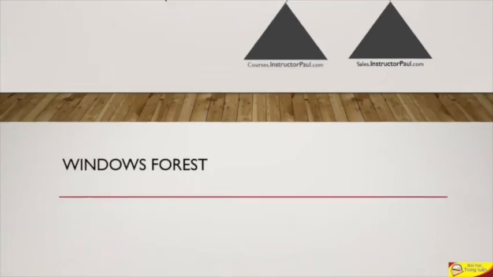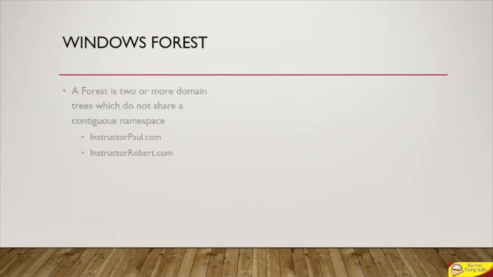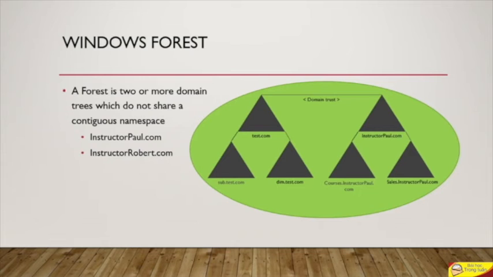All right. Now let's talk about what a Windows forest is. A forest is 2 or more domain trees which do not share a contiguous namespace. So if you think about Instructor Paul and InstructorRobert.com, if these are 2 completely separate domain names, and I could have named it something other than Instructor Paul and Instructor Robert because that kind of sounds similar, but if you had domain A and domain B and you connected these 2 with a trust, you would have a forest. Okay, and that's assuming that those were all individual trees.